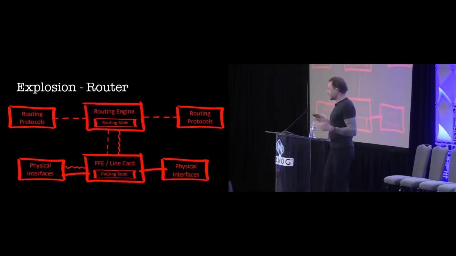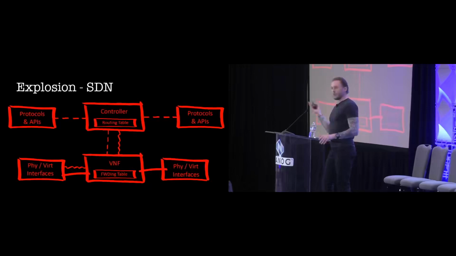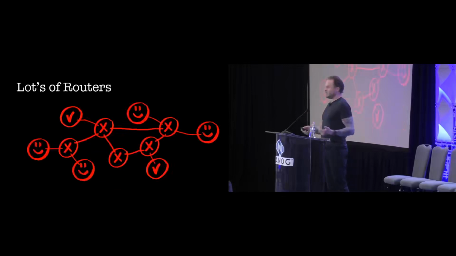And what's interesting is if you look at an SDN or a controller-based network, it's super similar. Again, you've got routing protocols and APIs that are feeding into a controller, which maintains the routing table. And then it can also feed out information through protocols or APIs. It's talking to virtual network functions that can live almost anywhere, right? They can be on your servers. Potentially, they could be on the supercomputer you carry in your pocket, potentially anywhere. And they maintain the forwarding table, which then talks to physical or virtual interfaces, right? So again, router, SDN, very similar, right?